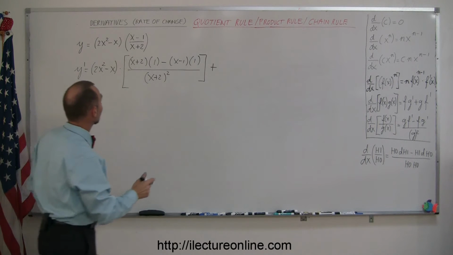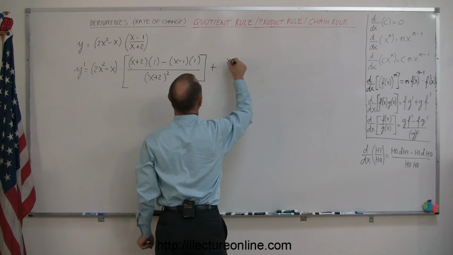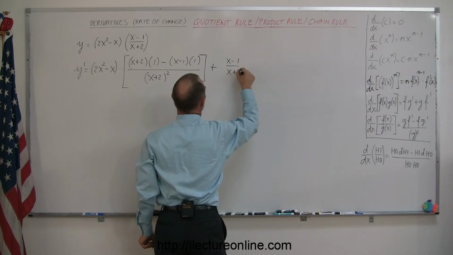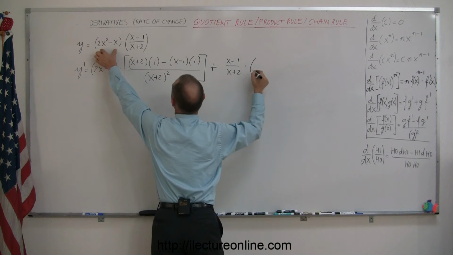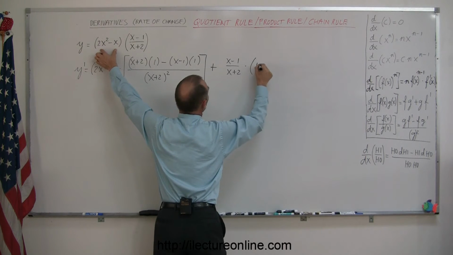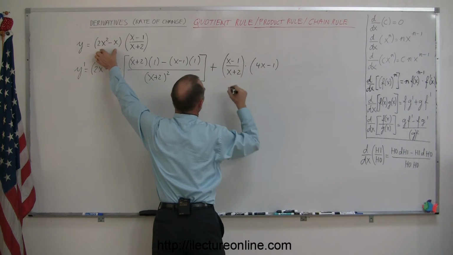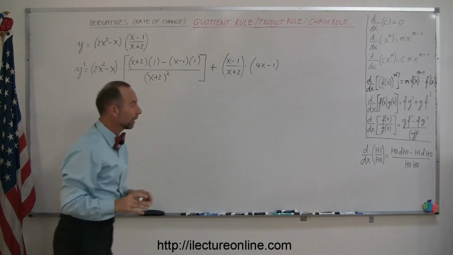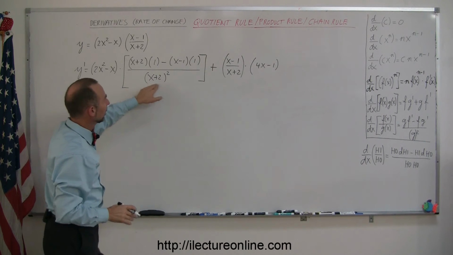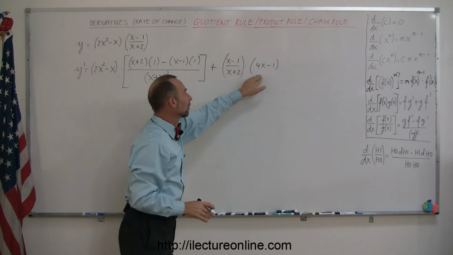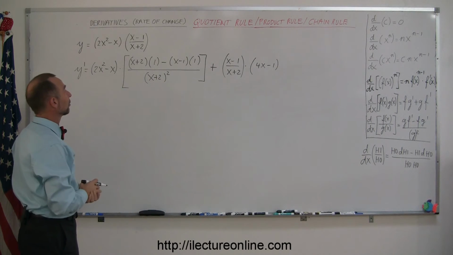So now plus the second, which is x minus 1 over x plus 2, times the derivative of the first, and that would be times 4x to the first power minus 1. So maybe you want to put parentheses around that. Okay, so again, this is the first times the derivative of the second plus the second times the derivative of the first. And that's the answer. Now you probably want to simplify this if you can.